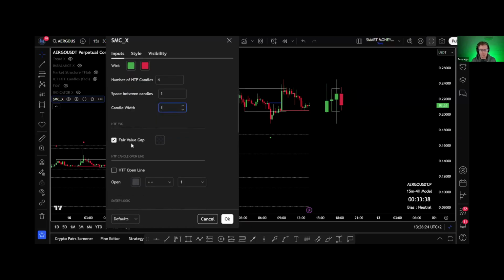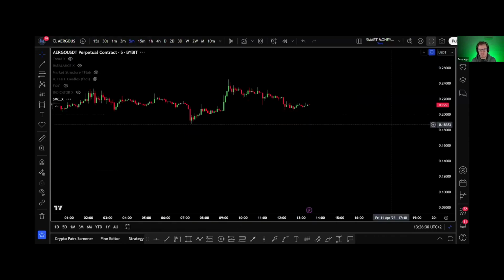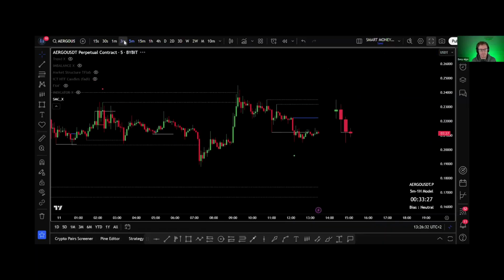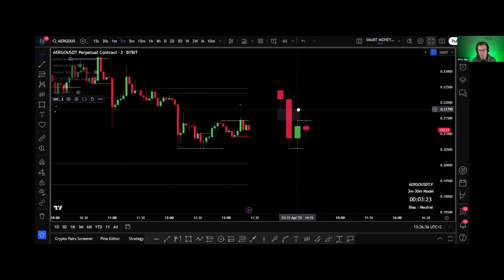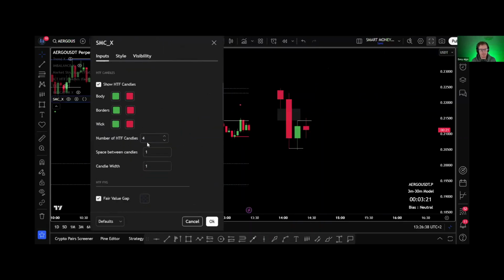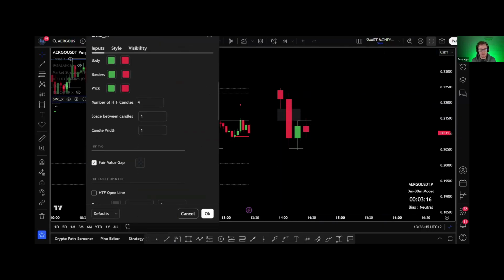Here we've got the fair value gaps. So we've got fair value gaps between the candles. I think we saw it on a lower time frame. So here we go. You can see the fair value gap between these candles here. If you want, you can change the color. You can even take it off if you don't want it on there. But I like to have it on there because then you can see the draw on liquidity.